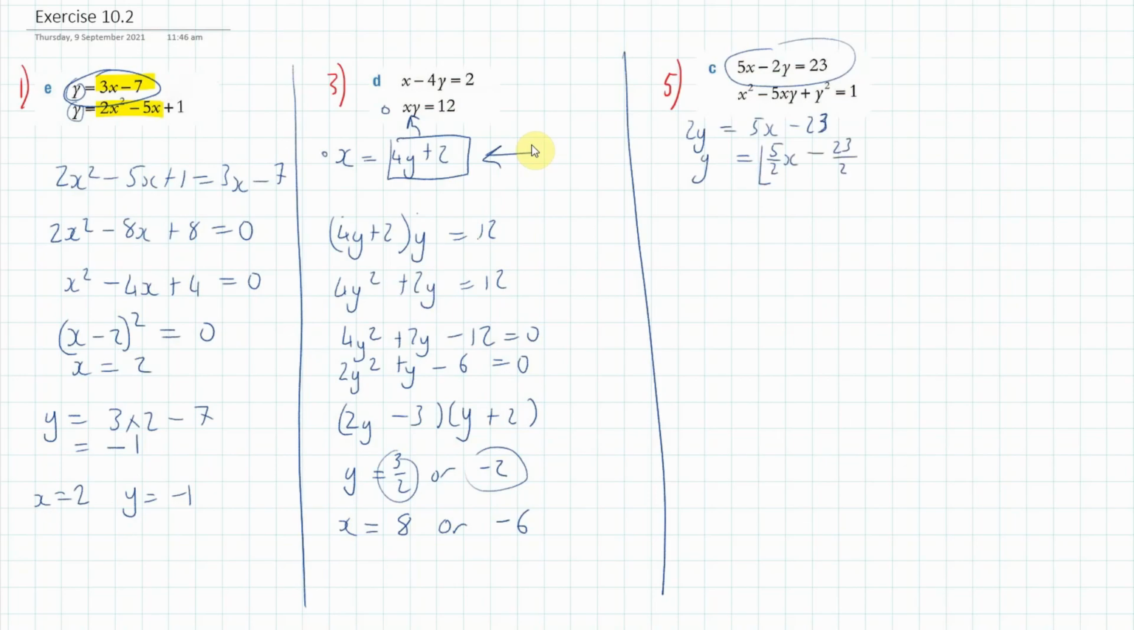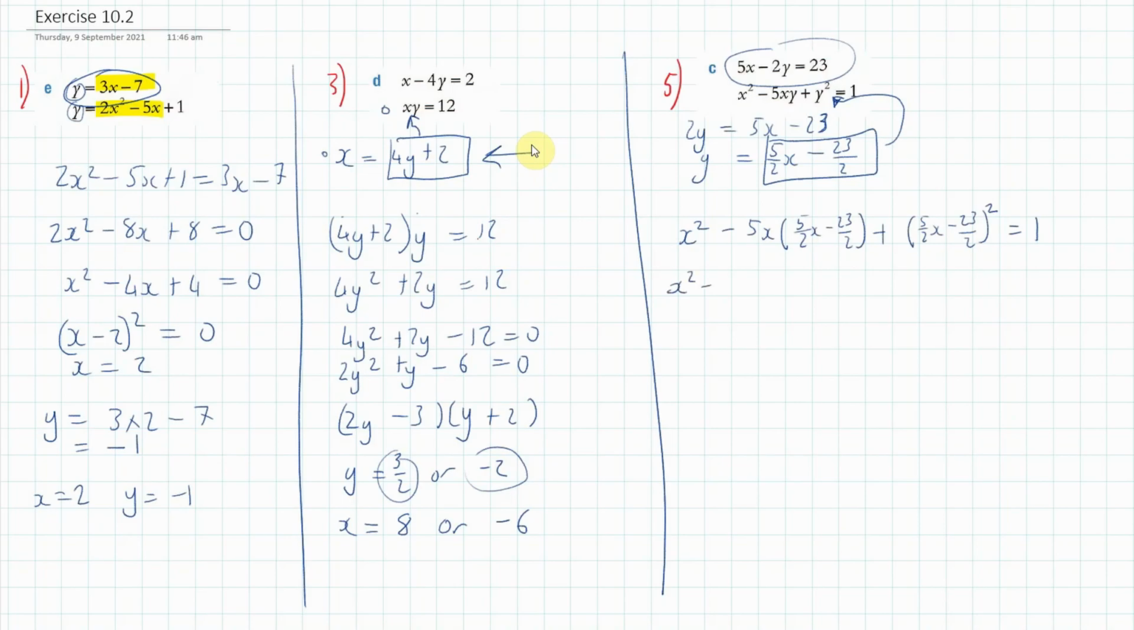And I'm going to substitute this into every y value, including that one there. Now, this is going to get quite horrific, I think. So I'm going to get x squared minus 5x times y, which is this, 5 over 2x minus 23 over 2. Plus y squared, which is 5 over 2x minus 23 over 2 squared, equals 1. Yuck.